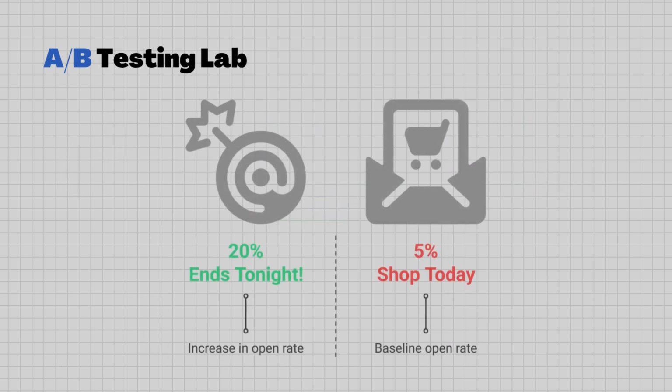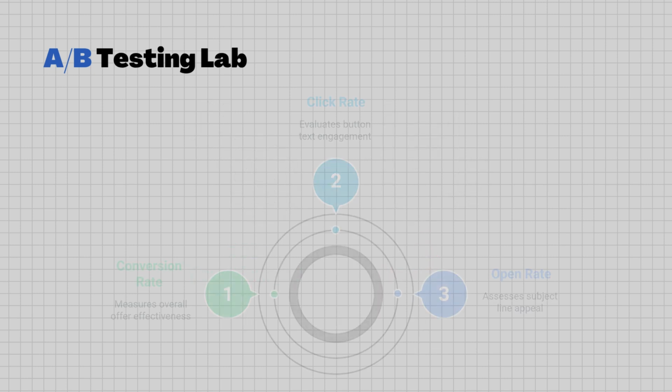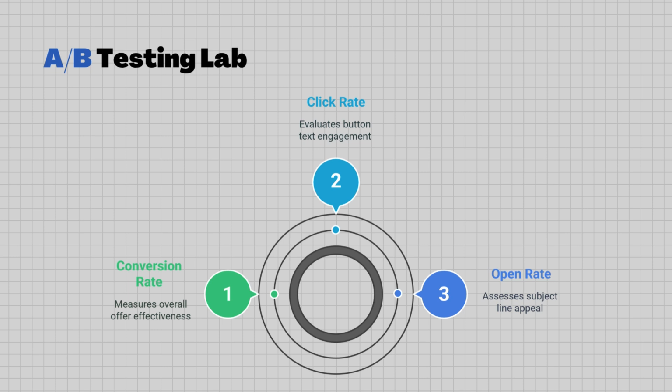Adding urgency like "ends tonight" in the subject line will increase open rates. If you test multiple changes at once, you won't know which one drove the result. Decide your success metric accordingly.